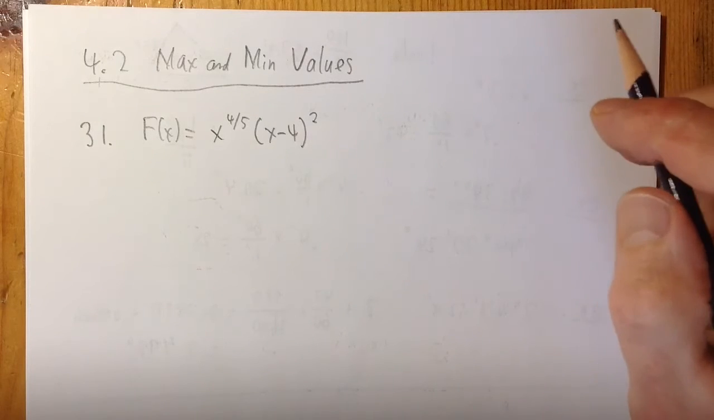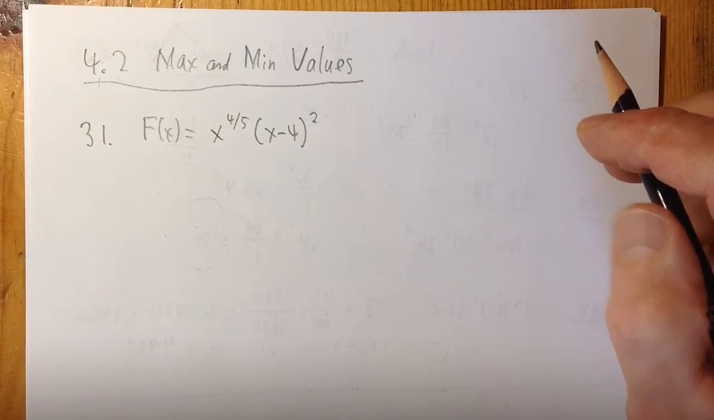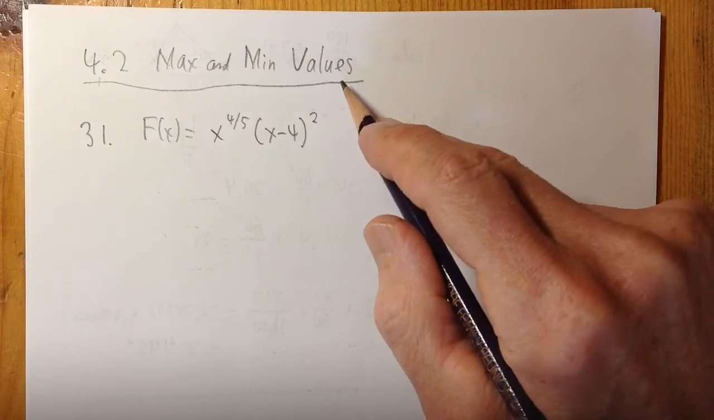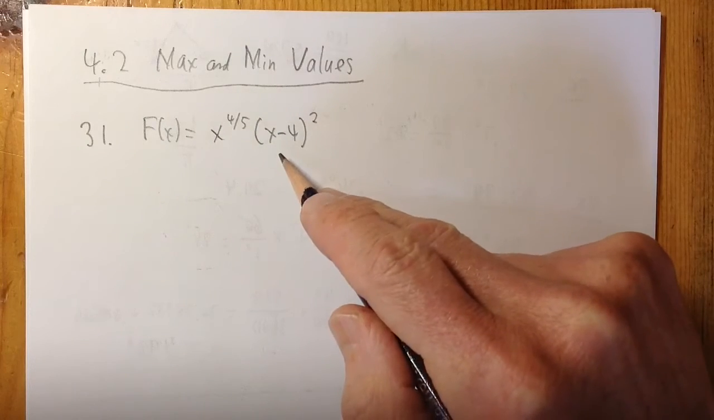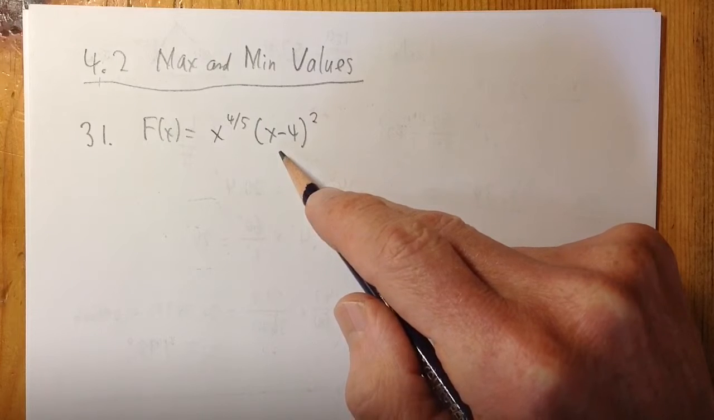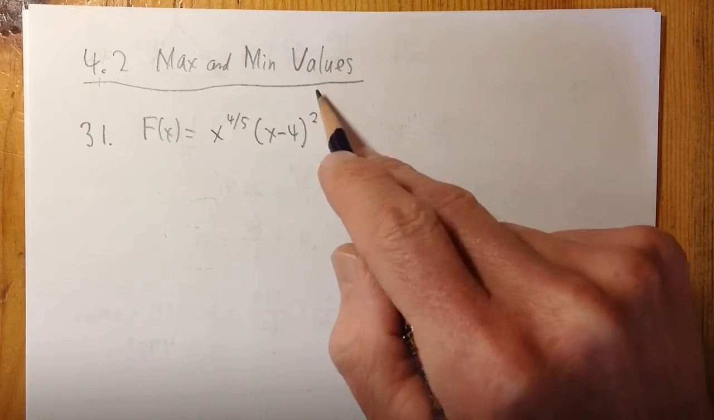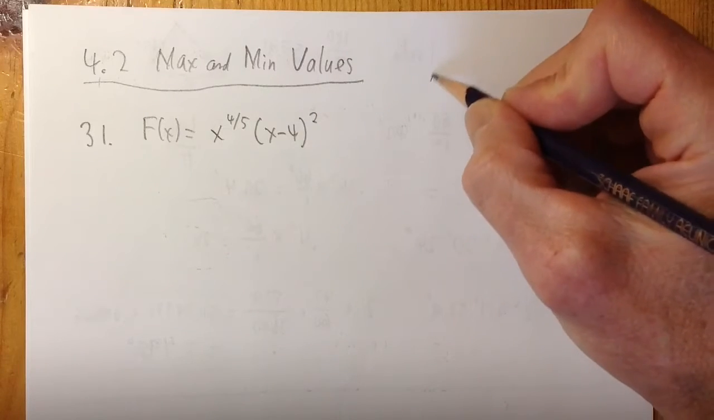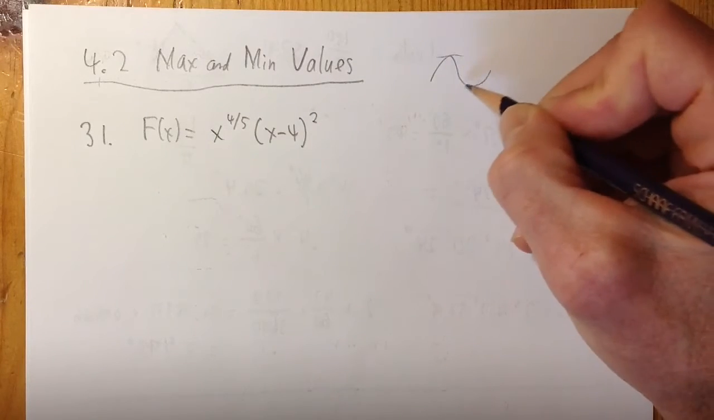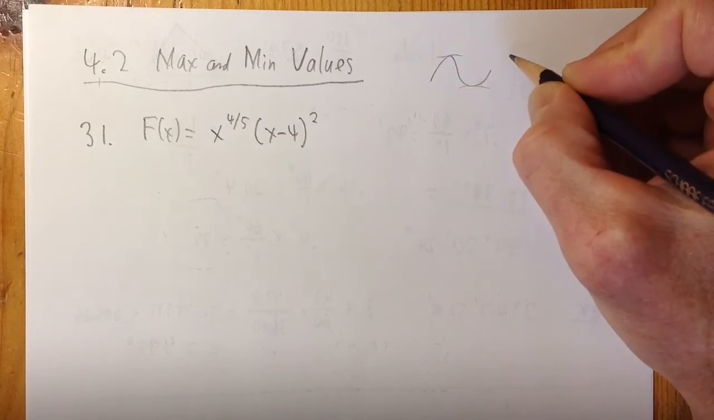Let's look at some examples in section 4.2 on max and min values. They give us a function and we're supposed to find the critical numbers. And again, critical numbers are where the slope is 0, which could mean a max or min, right? The peak of a peak. You know, here the slope is 0 at a peak, slope is 0 at a trough.